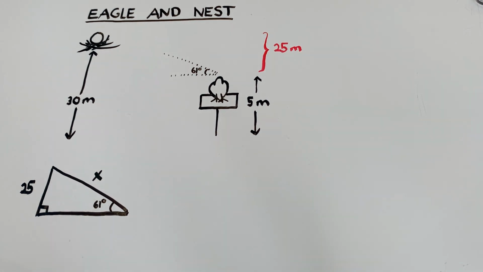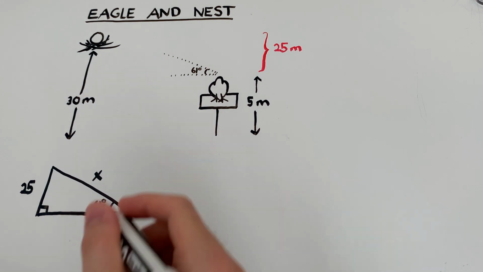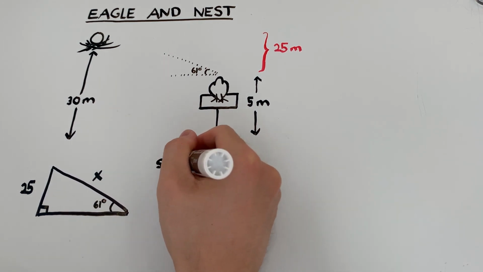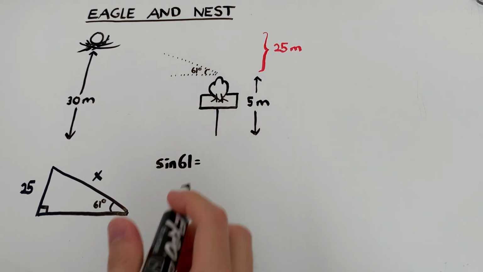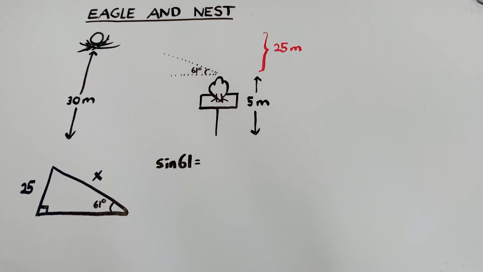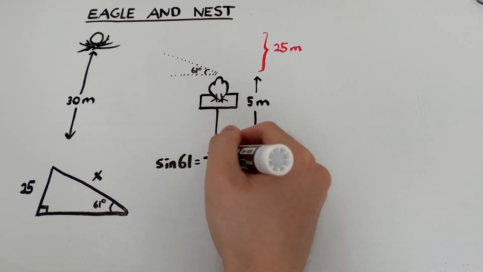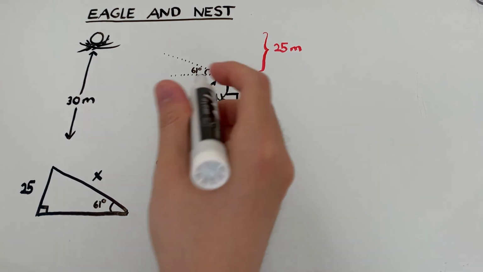So if we spell that out, sine 61. And remember, so sine 61 is going to be the opposite side, 25, over x, the hypotenuse.